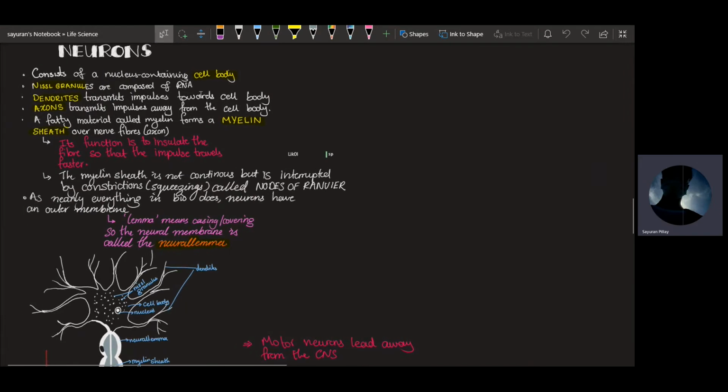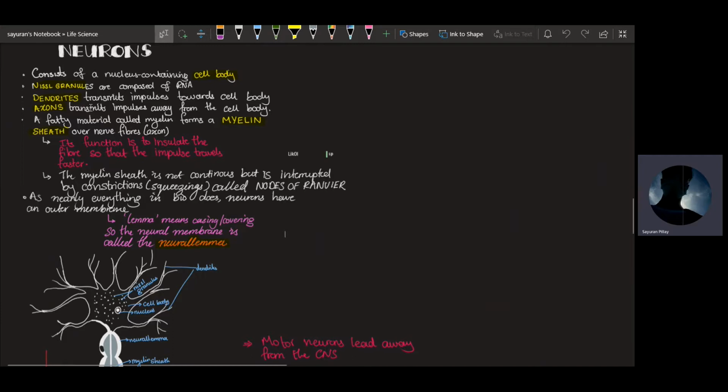Dendrites transmit impulses towards the cell body. They're like little elongations, right? Axons transmit impulses away from the cell body. As I said, it's our system of conduction, the power lines carrying the electrical impulse. Then we have this fatty substance called myelin, which is secreted by oligodendrocytes and all of that, which you don't need to know, and satellite cells and Schwann cells. But it basically forms myelin, a myelin sheath, which surrounds the nerve fibers, insulating the nerve fiber, which allows the axon to conduct the impulse faster or more efficiently.